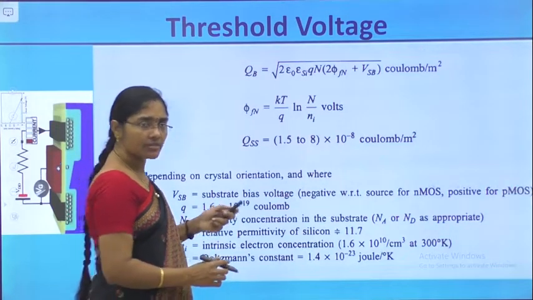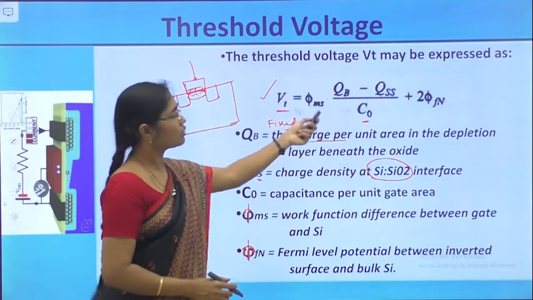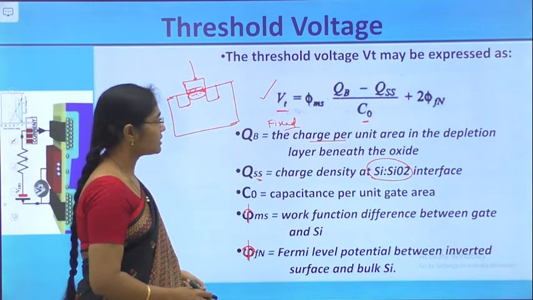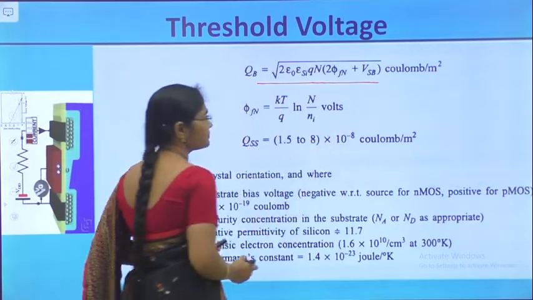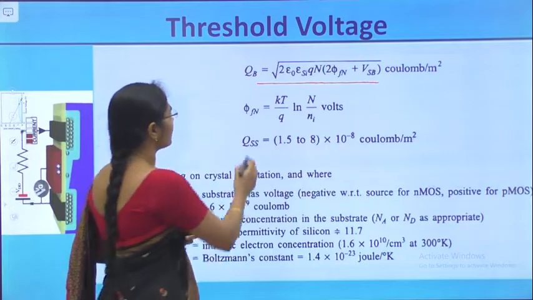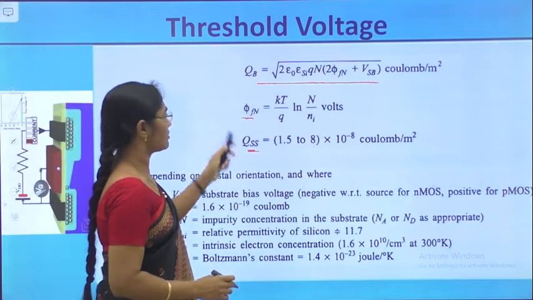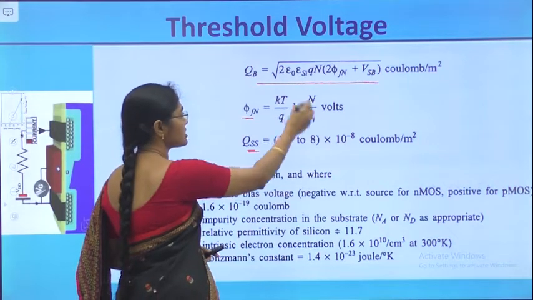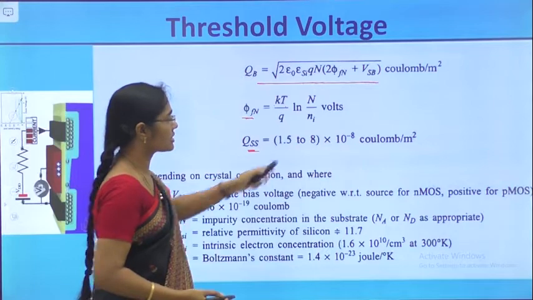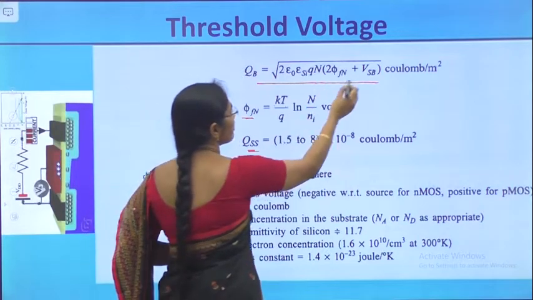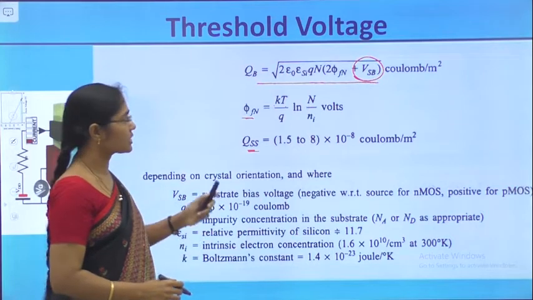And let us see the definitions of QB, which we have seen here: QB, QSS and C0 values. So QB is equal to, this is the formula, that is a charge, and phi Fn, QSS. Here again all these are constants, where K is a Boltzmann constant, temperature, charge and so on. So here the variable is VSB, substrate bias potential.